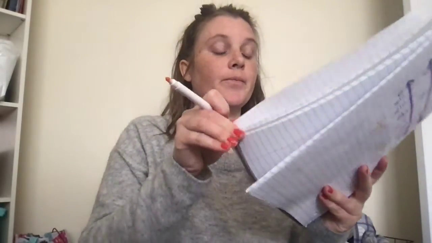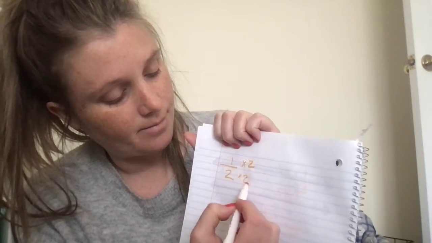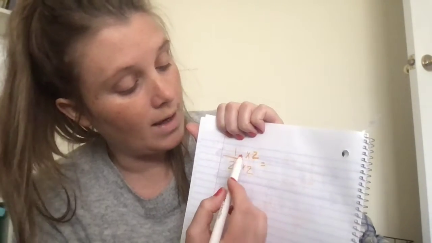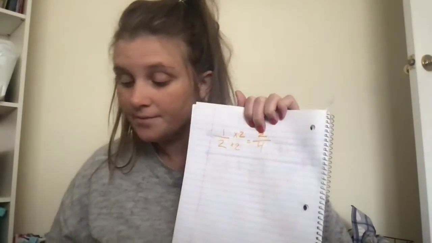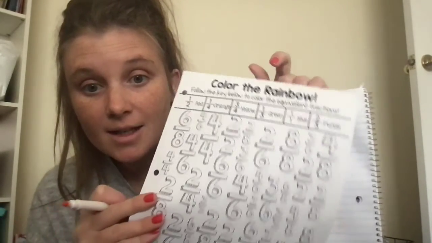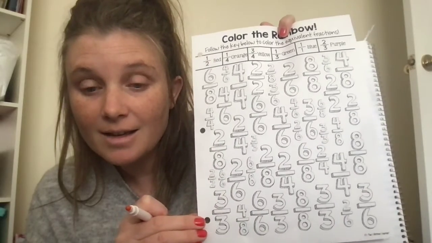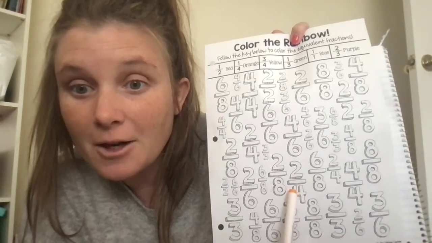Okay, well, let's get our paper out. Let's multiply 1/2 times 2. 1 times 2 equals 2. 2 times 2 equals 4. Okay, so come on here. All the 2/4, can you color red? Are there any 2/4 on there? Here's one. Color it red.